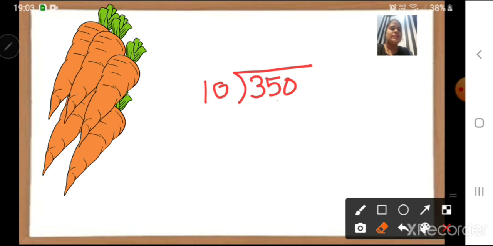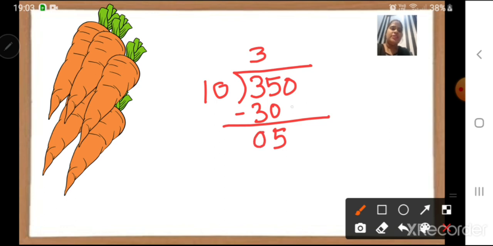So children, the first 2-digit number is 35. Now in 10's table we don't have 35, correct? But there is a nearby number, which is 10 3s are 30. So we'll write here 10 3s are 30 and then we will put the minus sign. Now let us subtract. 5 minus 0 is 5. 3 minus 3 is 0.